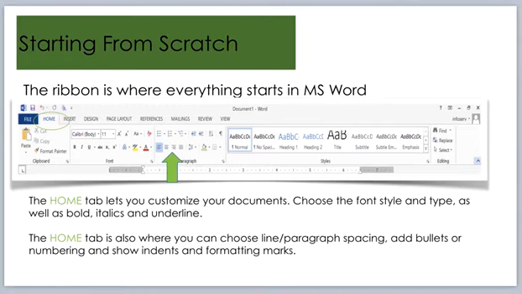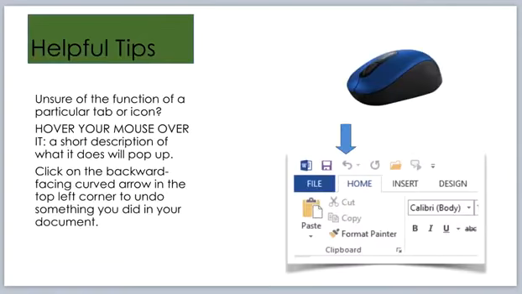The Home tab lets you customize your documents, and you can choose font size, the style, the size of it. You can bold, italicize, and underline things. And you also have access to line and paragraph spacing. You can add bullets or numbering, and you can show the indents and formatting marks on your document. If you're not sure what a particular tab does for you, just hover your mouse over it and you'll see a short description.